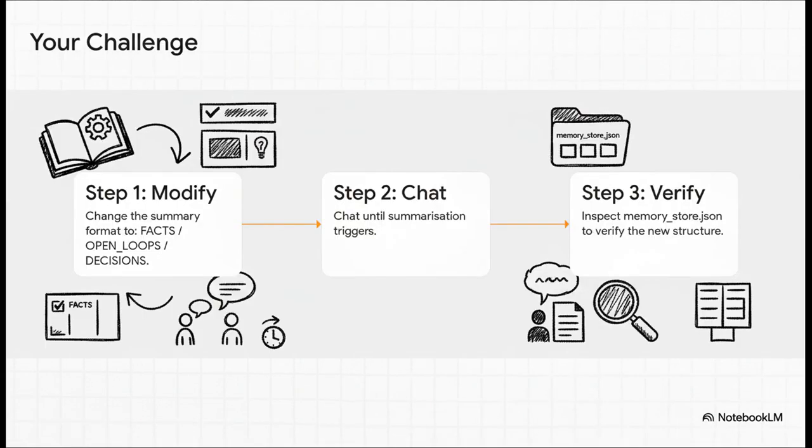So here's what I want you to do. This is your challenge. First, I want you to jump into the code and change the summary format to be more structured. Let's go with a section for facts, one for open loops, and one for decisions. Then, just have a chat with your agent. Go back and forth long enough for it to trigger the summarization. And finally, pop open that memorystore.json file and see if your new structured summary is actually there.